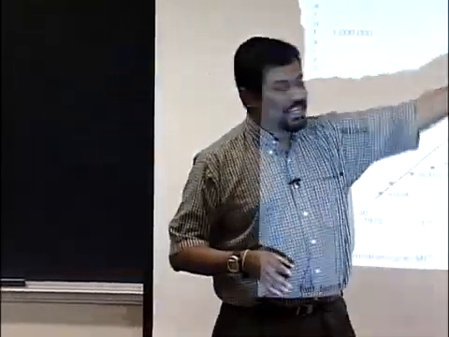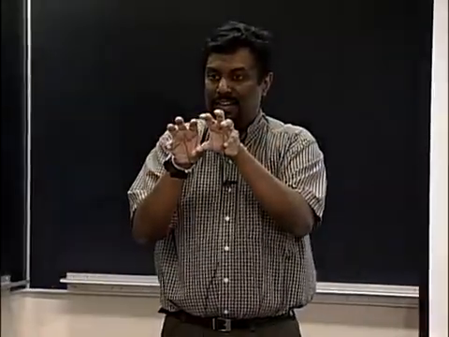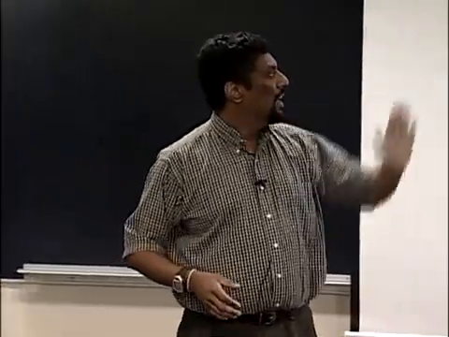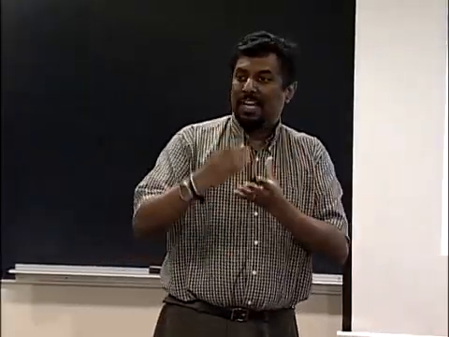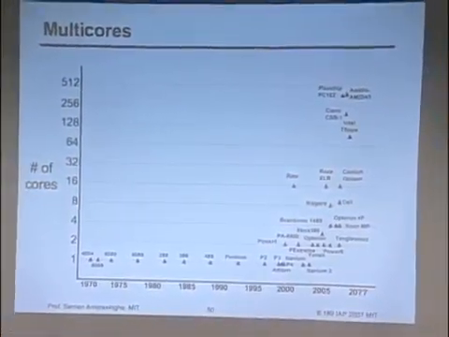We are hitting a regime where what would be a multi-chip multiprocessor now fits in one piece of silicon because we have more transistors. So we are going into a time where multicore is basically multiple processors on a die, on a chip. I showed this slide. We are getting there, and it's getting pretty fast.